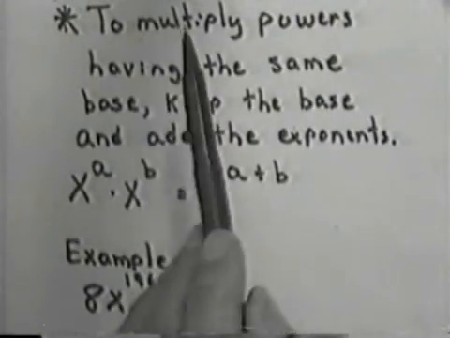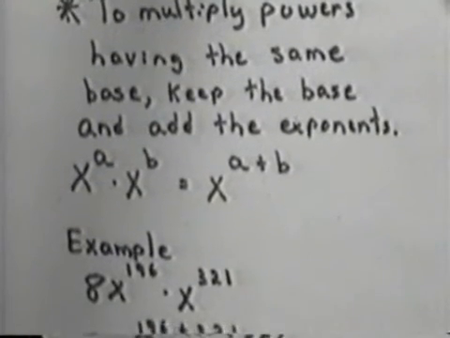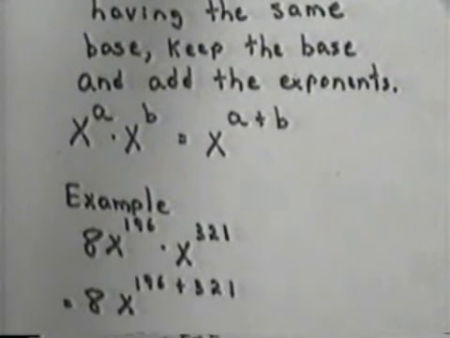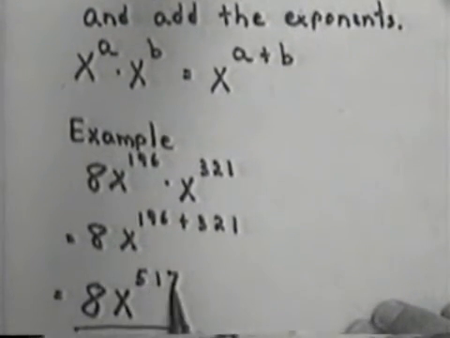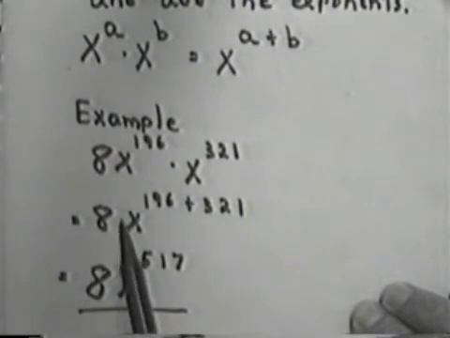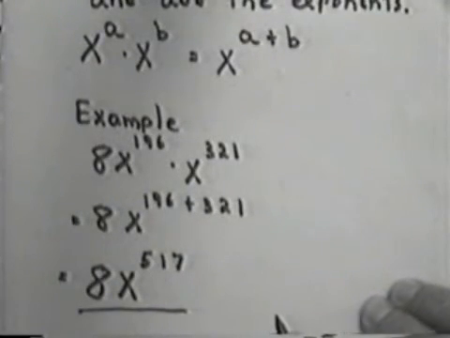Now my rule says to multiply powers having the same base, keep the base and add the exponents. So I can write down the 8, I can keep the base x, and I can add the exponents on the x. So I'm adding the exponent 196 to the exponent 321. Taking the calculator and adding 196 plus 321, we get 517. So the answer is 8x to the 517. So using the rule, this problem was fairly simple. Using the definition of exponent, as we did in the first example, it takes forever.